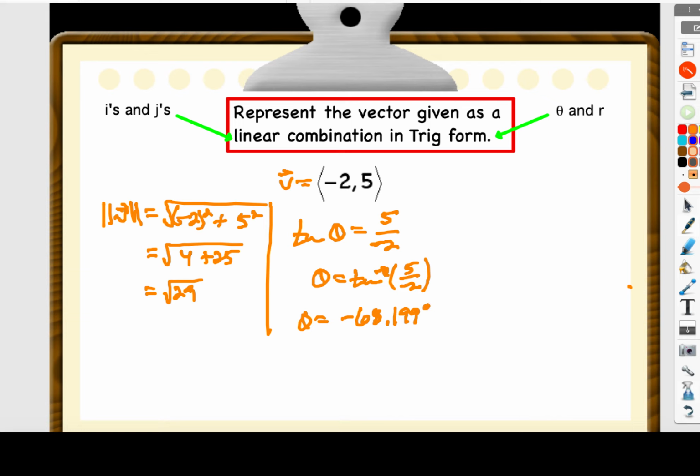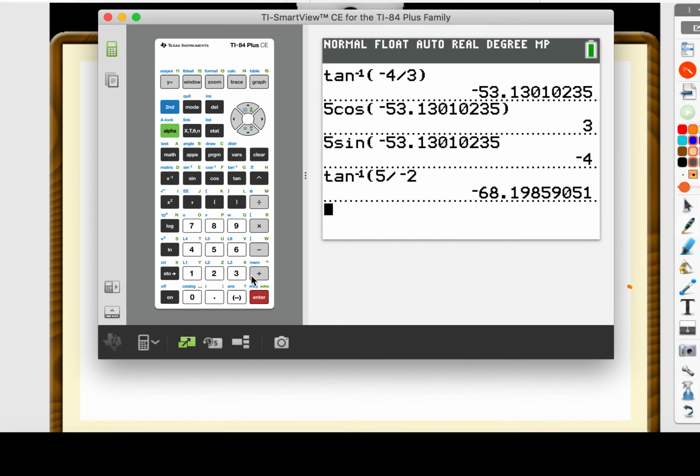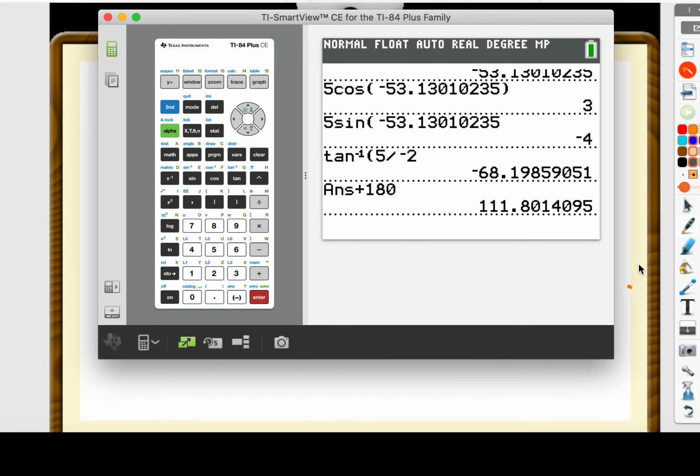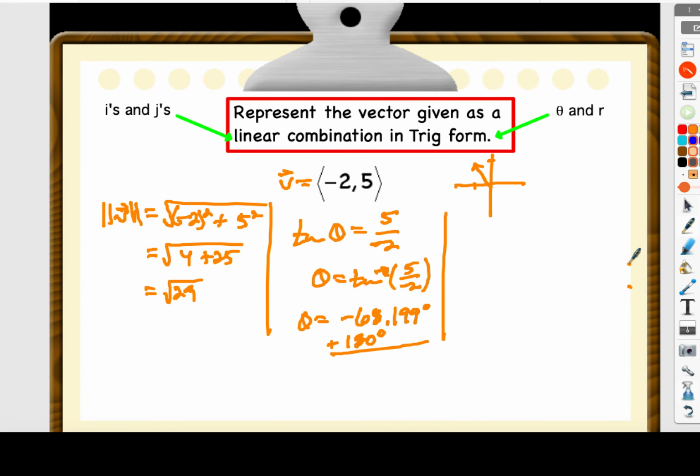Now, I have a slight problem with that one, in the fact that if we graph out our vector, we went left 2 units and up 5 units. Our vector should be traveling up to the left, and -68 degrees travels down into quadrant 4. But remember that tangents are also negative, -5/2 there, up in quadrant 2. So what I'm going to do is add 180 degrees onto this. Let's say plus 180, because I want to make sure that my vector travels in the correct direction. So that's really 111.801 degrees.